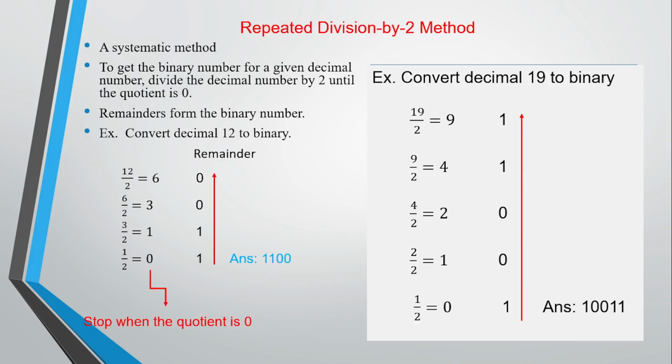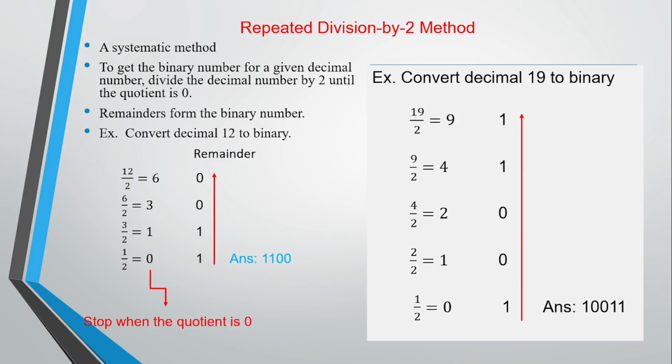So the quotient 1 divided by 2, so 1 by 2. Here the quotient will be 0, 2 into 0 is again 0, and 1 minus 0 is equal to 1, that is the remainder. Now the quotient becomes 0, stop. Write the remainders from the lower side to the upper side. So in this way, as shown by the red arrow here, it is 1100, that is the binary equivalent of decimal 12. Simple and systematic method.